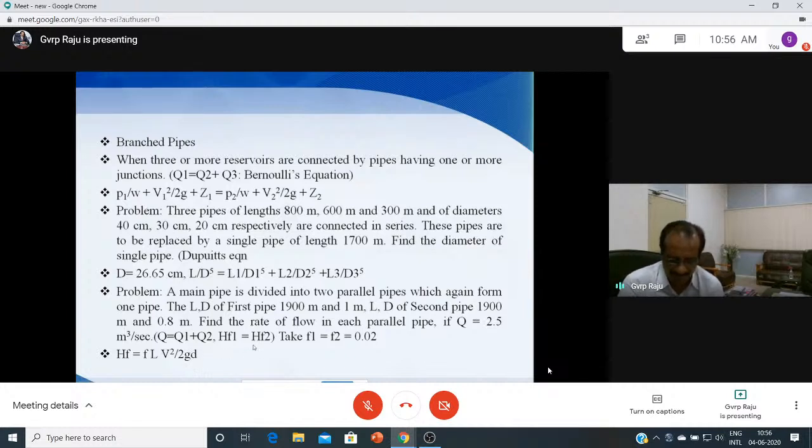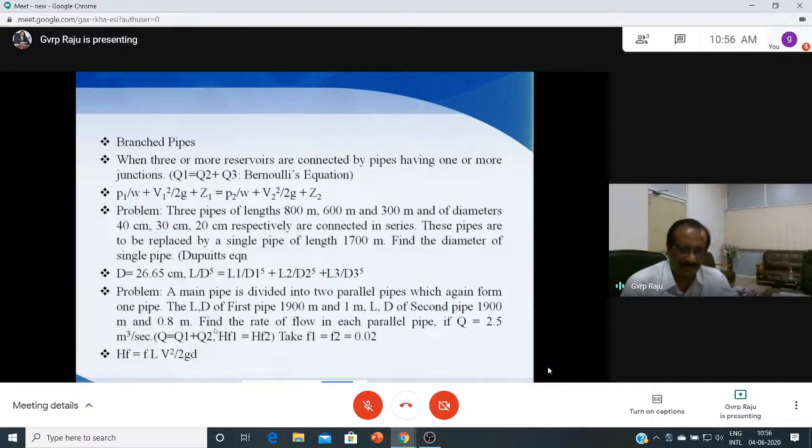So we have D1 and D2. D1 is 1 meter here, and D2 is 0.8 meters. So we can get the relation between V1 and V2, and that equation you can use here. For example, V2 is some x times V1, so you can substitute here.